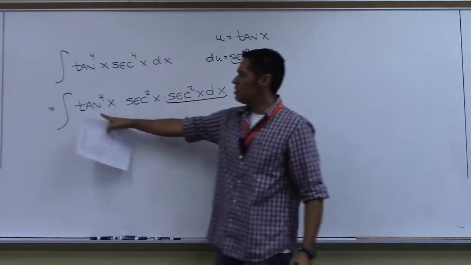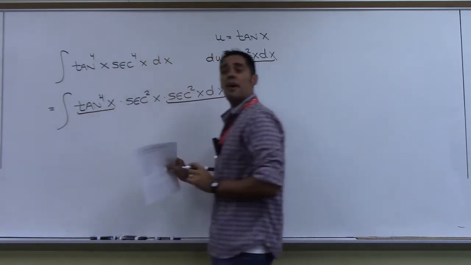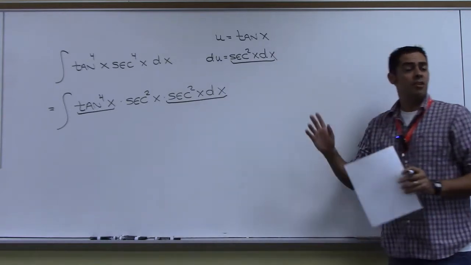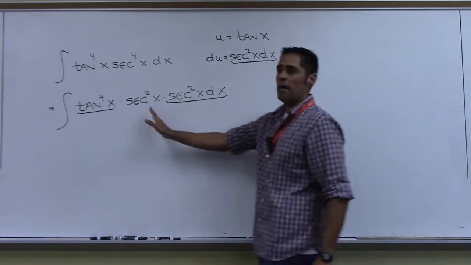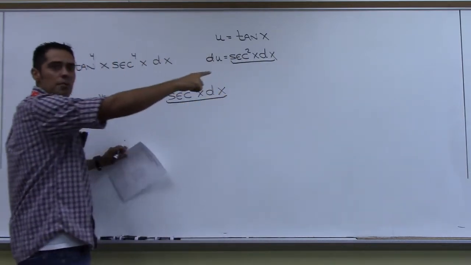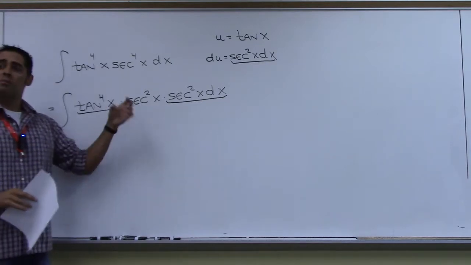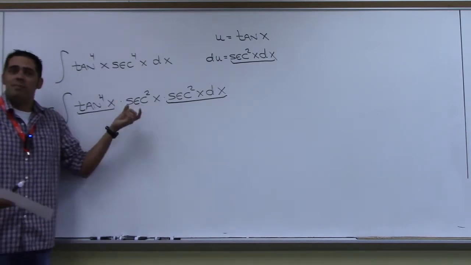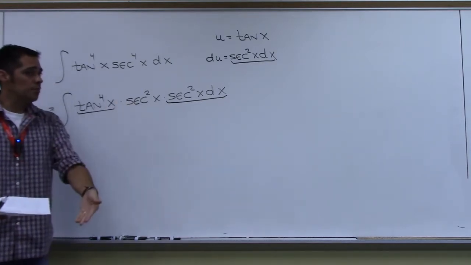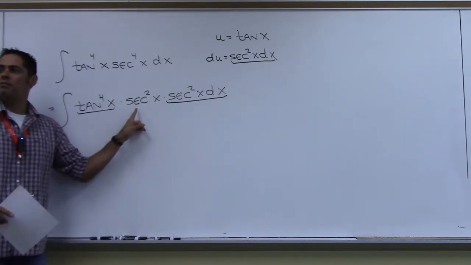How about the tangent to the fourth? What's that going to be? That's going to be u to the fourth. So I've got that taken care of. The only issue I need to deal with is the secant squared. Right? Secant squared, though, is that formula I just erased, right? And it allows me to switch the secant squared in terms of tangent, which means basically I can switch this in terms of u, because u is tangent. So this is the only part of the problem that's causing an issue.